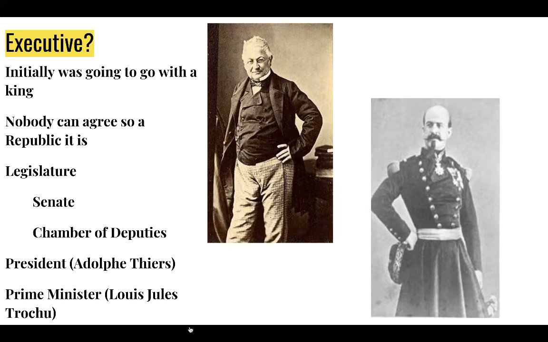The first one is Louis Jules Trochu, and they answer to the Chamber of Deputies. And so you do get a Republican-ish type thing. You're not voting for the executive branch, but you're voting for much of the legislature. And so here we go. A French Republic in 1875 has finally been created.